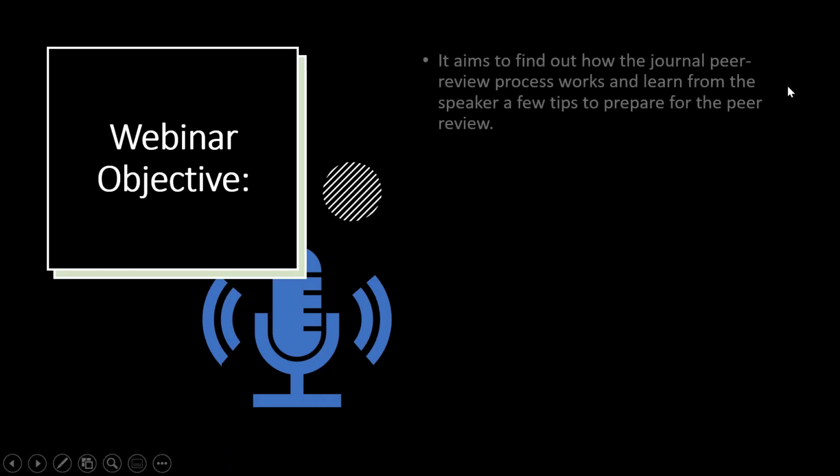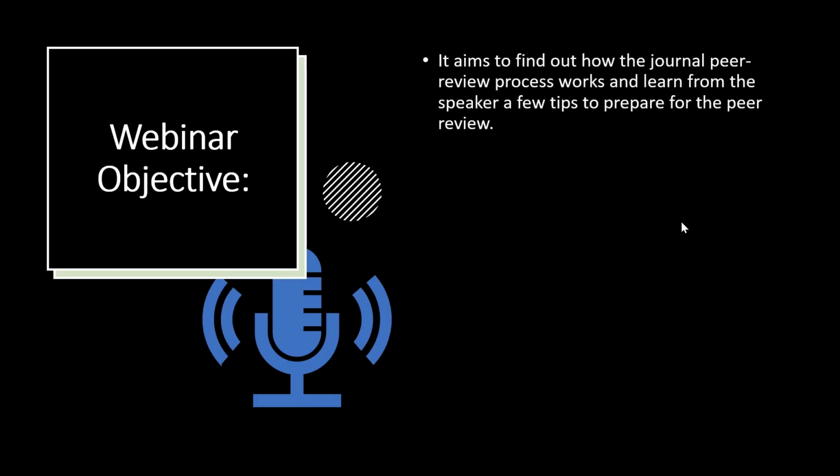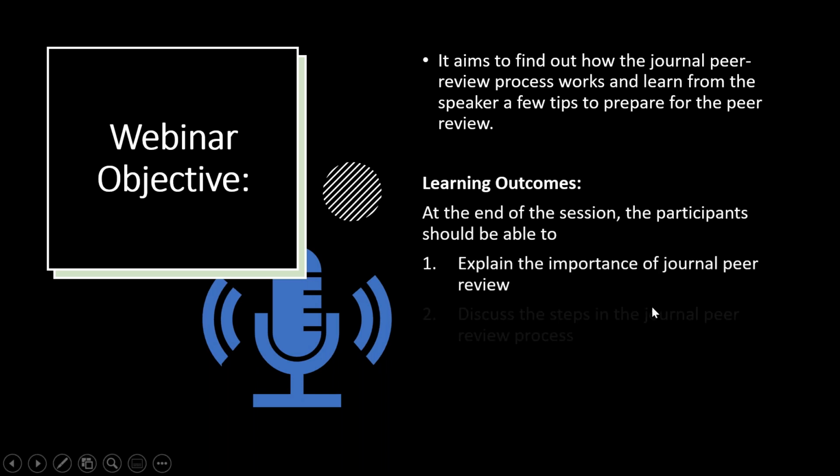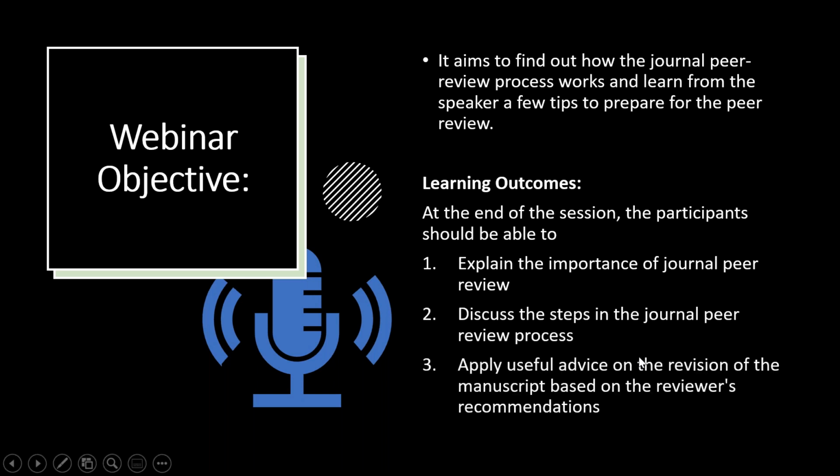Now, the webinar objective. Let me just share with you that this entire webinar aims to find out how the journal peer review process works and learn from the speaker a few tips to prepare for the peer review. At the end of the session, you would be able to explain the importance of journal peer review, discuss the steps in the journal peer review process, and apply useful advice on the revision of the manuscript based on the reviewer's recommendations.